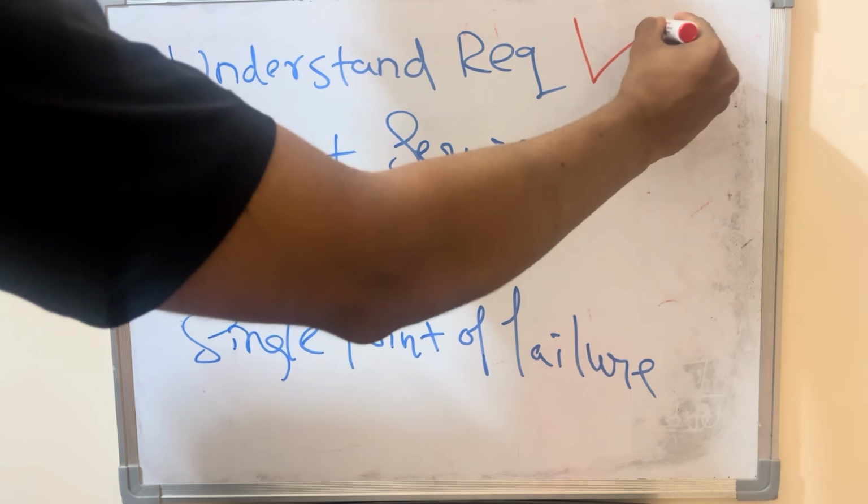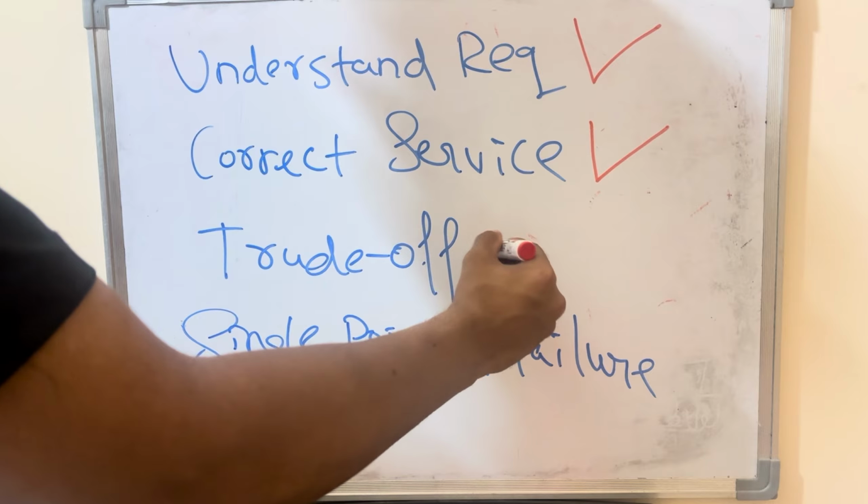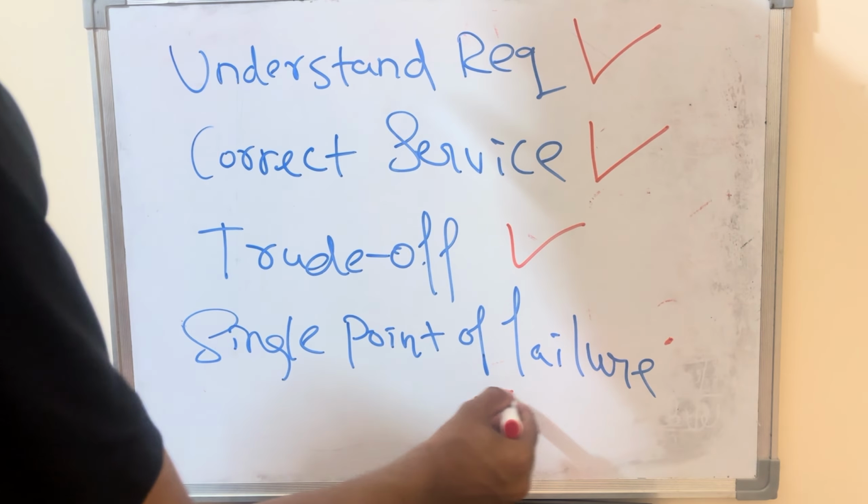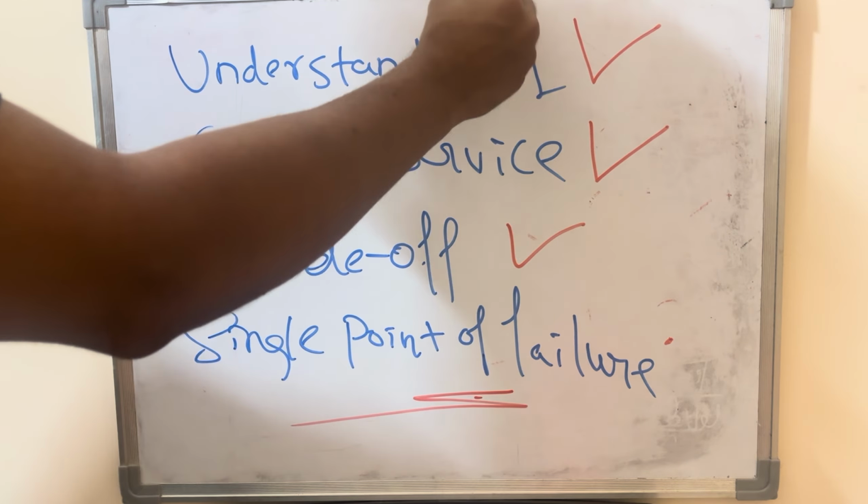So understand the requirement, choose the correct service, and talk about the trade-offs you are making. Then explain how you avoided the single point of failure. This is what a good architect will do.